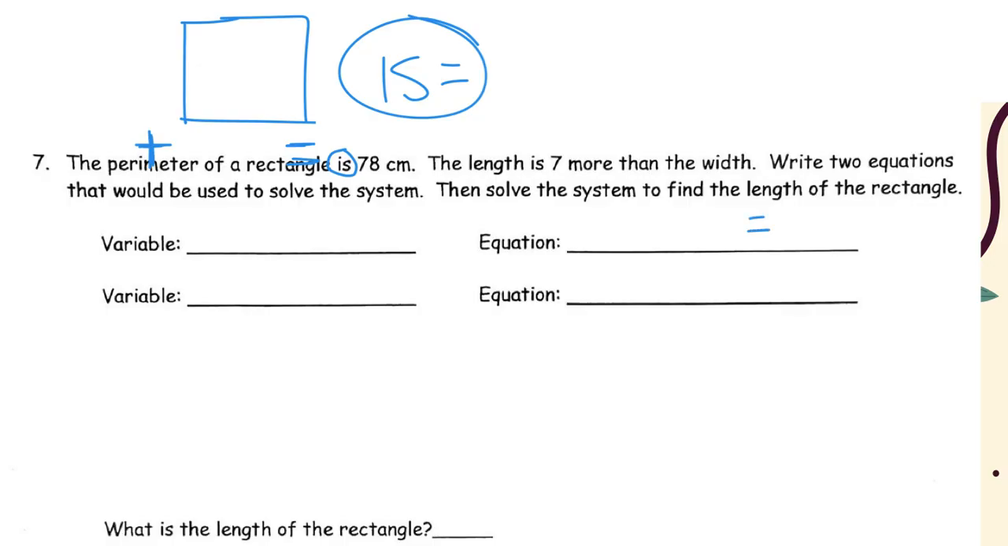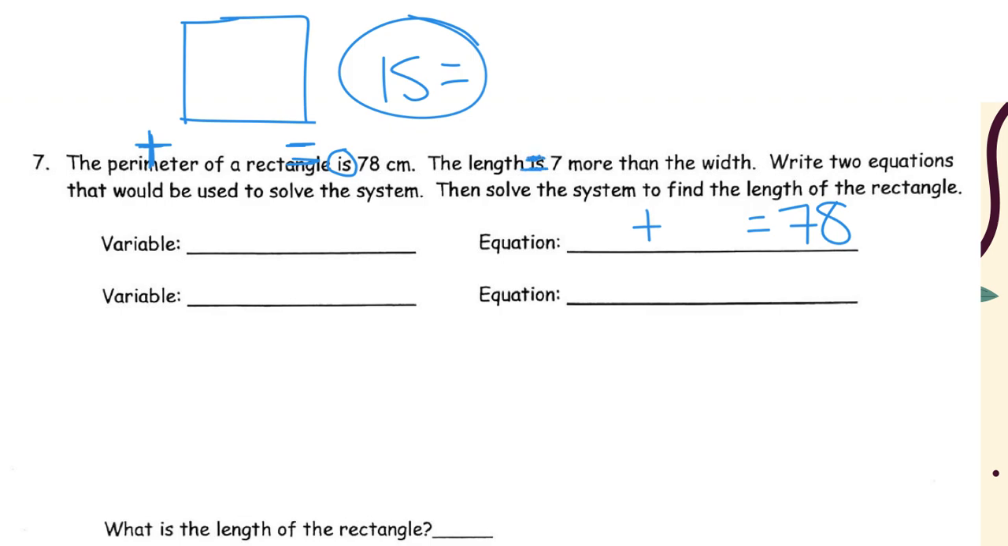So I know I'm going to have something equals 78, and we're going to be adding things. Do you see how I got that from the first sentence? Now, this second sentence is a tricky one. The length, okay. Oh, there's that word, is. What does that mean? Equals. So I'm going to put a big equals there.